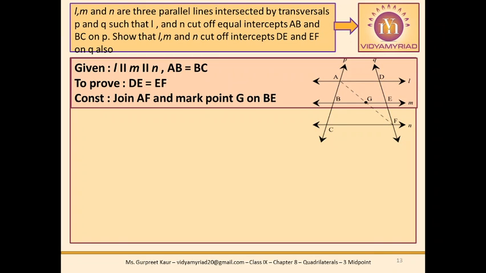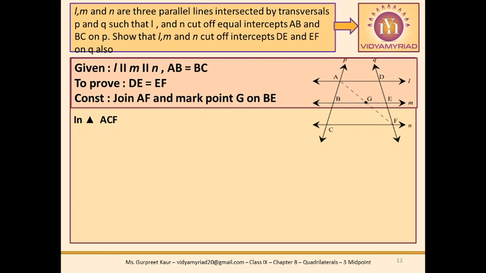What are they trying to say? L is parallel to M, parallel to N, and AB is equal to BC. That means B is the midpoint, and we have to prove that DE is also equal to EF. Now here what we are doing is we are joining AF and the point on BE is marked as G.